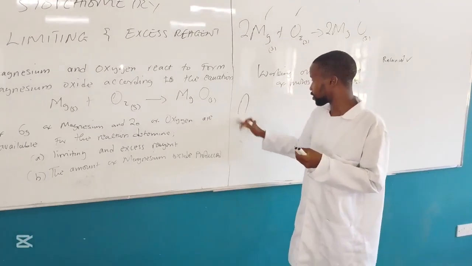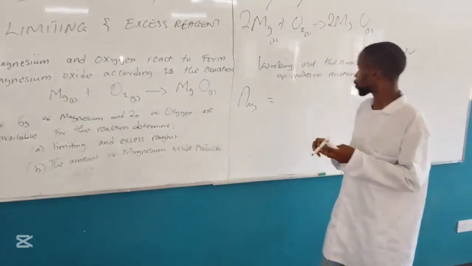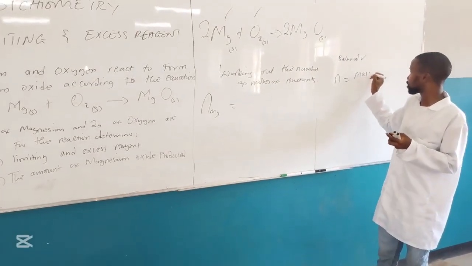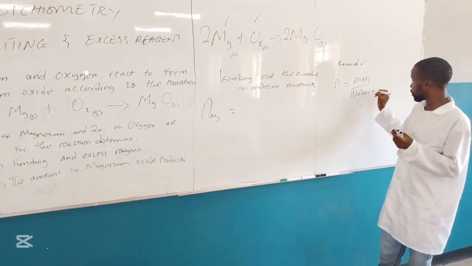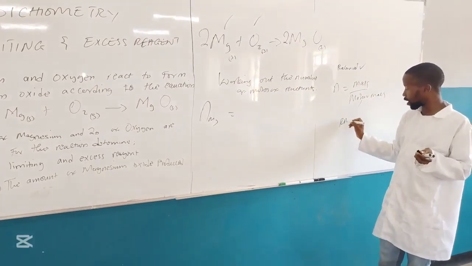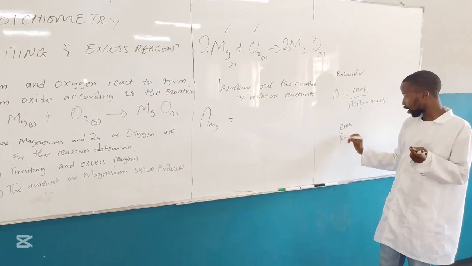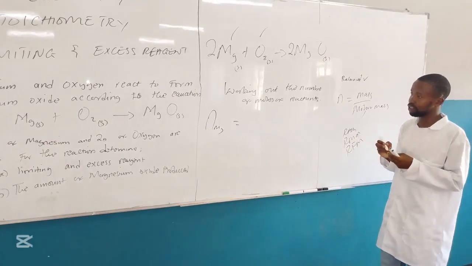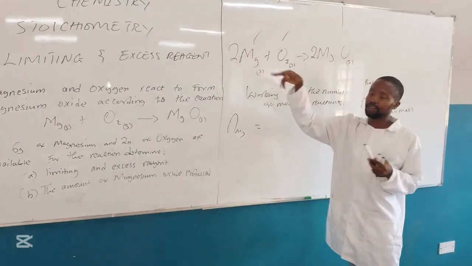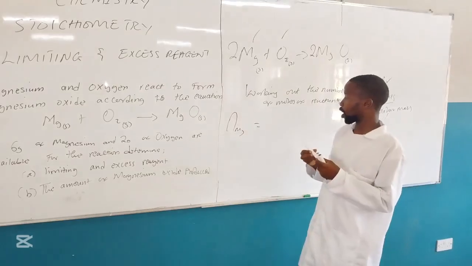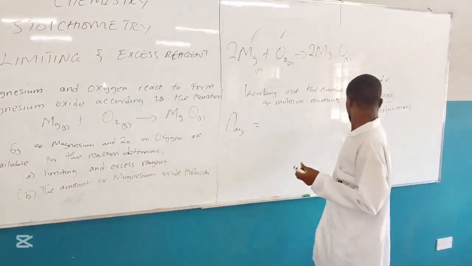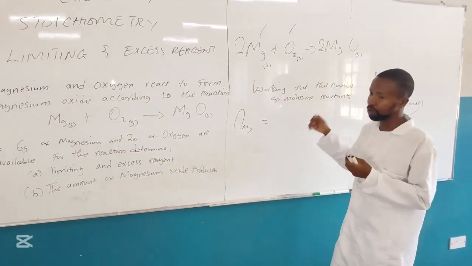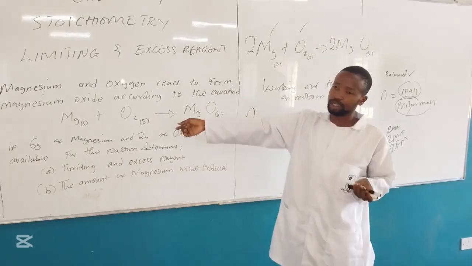I just put n for magnesium. We know that the number of moles is equal to mass over molar mass. Where molar mass we can mean Ar if it is an element, RMM if it is a molecular compound, and RFM for an ionic compound. In this case, magnesium exists as an element. So it's just a matter of putting the mass as well as the molar mass. Where are we going to get the mass?